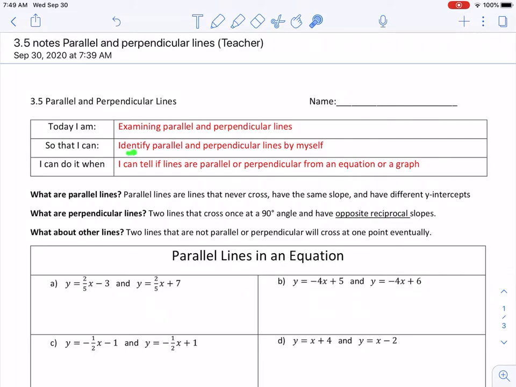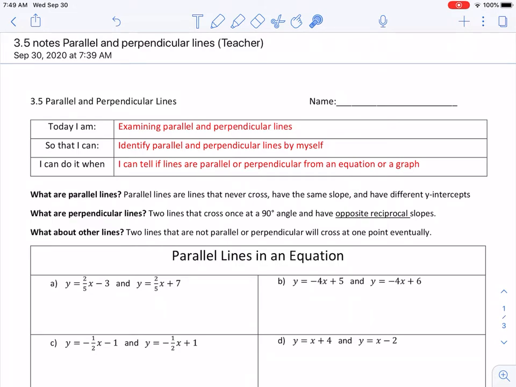You'll also be able to identify them in a graph. You can look at a graph and say, oh, those lines are parallel, those lines are perpendicular. You'll know you can do it when you can tell if the lines are parallel or perpendicular from an equation or a graph. So that's kind of where we're landing today.